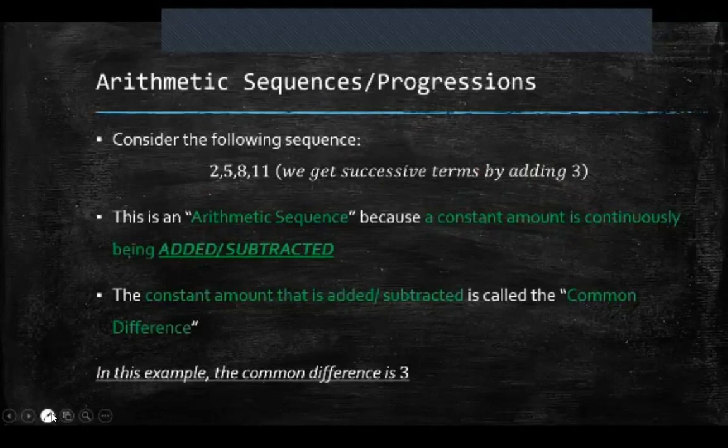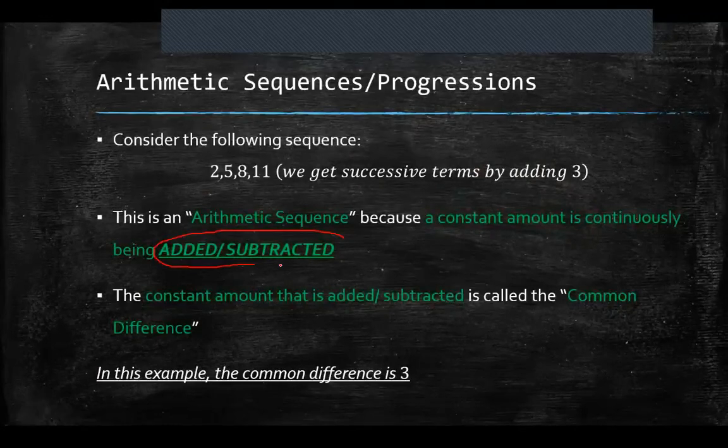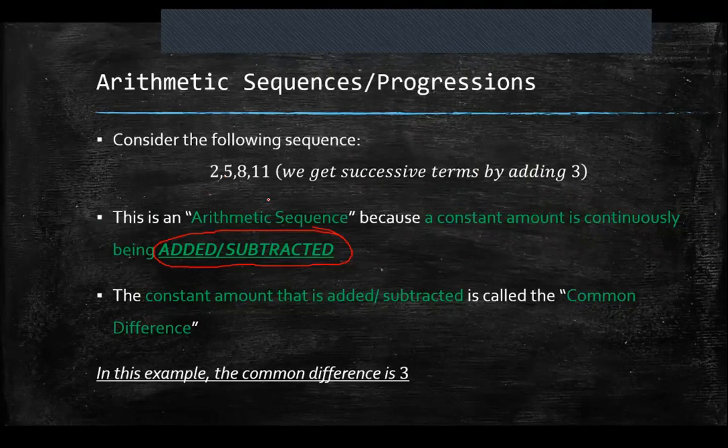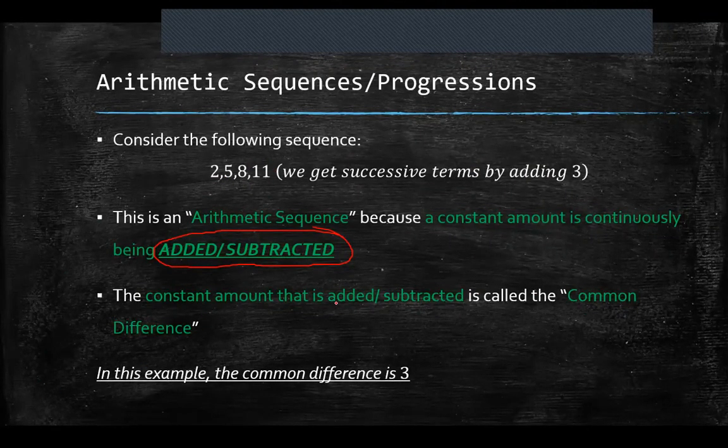This right here, this is the important part. A constant amount added or subtracted. That's what makes it an arithmetic sequence. The constant amount that is added or subtracted is called the common difference. For this example right here, the 2, 5, 8, 11, the common difference is actually 3. How did we get that? Just now, right? Constant amount added is 3, so the common difference is 3.